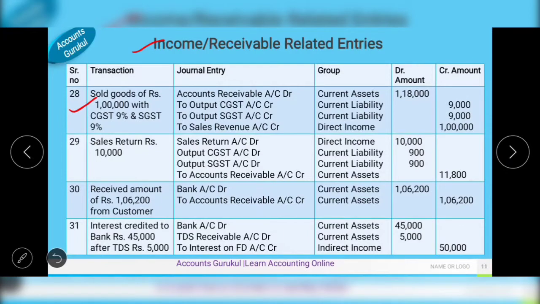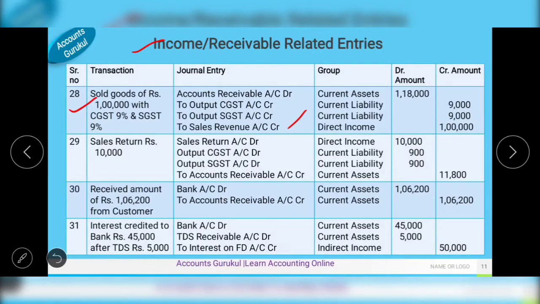So accounts receivable account debit, to output CGST account, it's 9,000, because that is our current liability, to output SGST account, it's 9,000, and to sales revenue account credit, because that is our direct income, that's going to be 1 lakh. The 1 lakh is our direct income as sales revenue, and the remaining SGST and CGST we have to pay to the government, and this entire amount we have to recover from the customers.